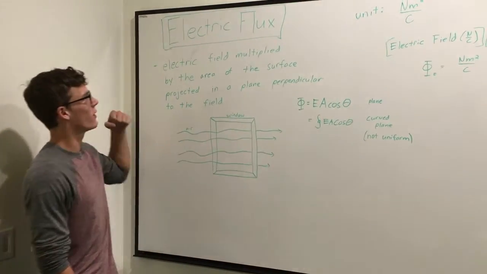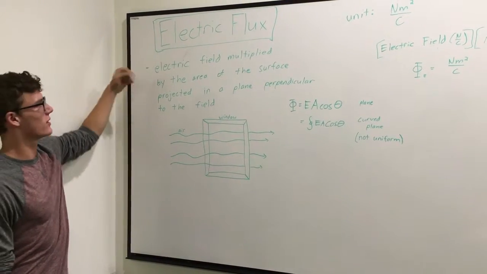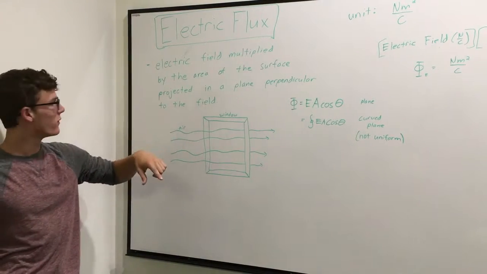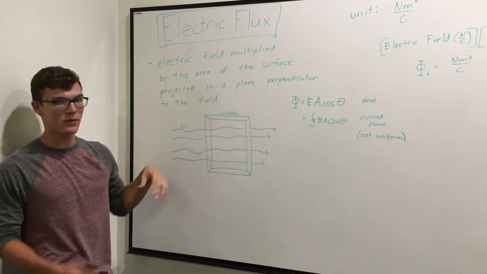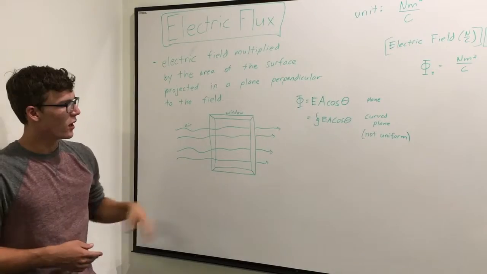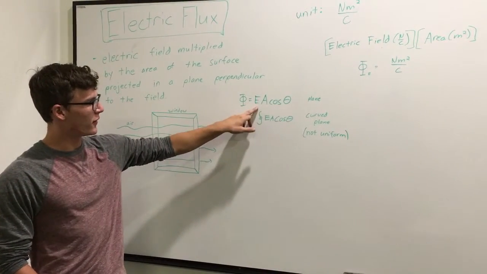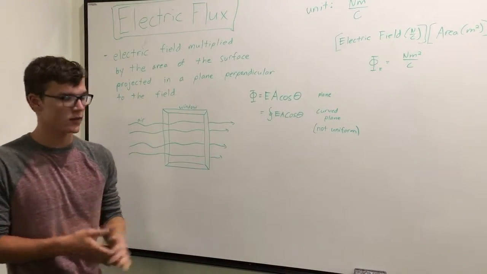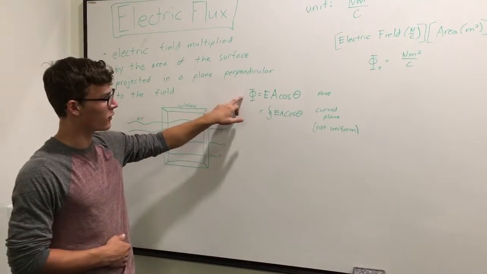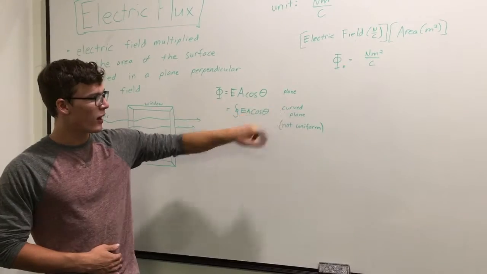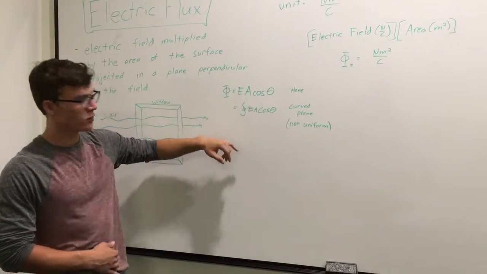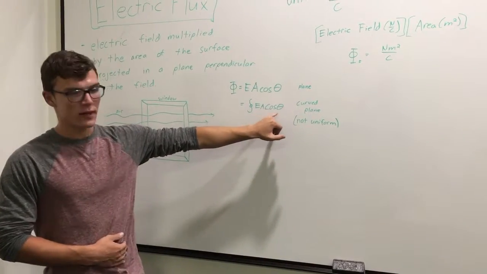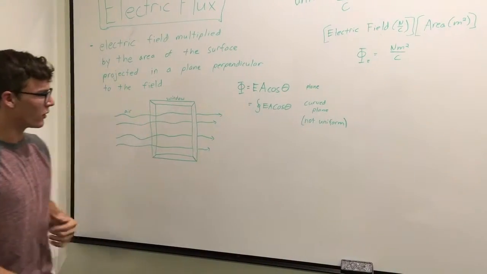So I'm going to be talking about electric flux, and electric flux is defined as the electric field multiplied by the area of the surface projected in a plane perpendicular to the field. So you take the electric field times the area times cosine theta, the angle the electric field makes with the surface, to get the perpendicular component, and that gives you flux. And that's for a straight plane. Now for a curved surface that's not uniform, you would do the area integral of E A cosine theta, once again to get the perpendicular component.